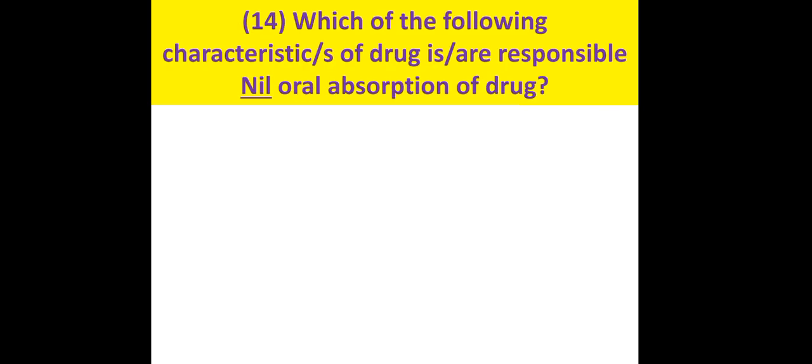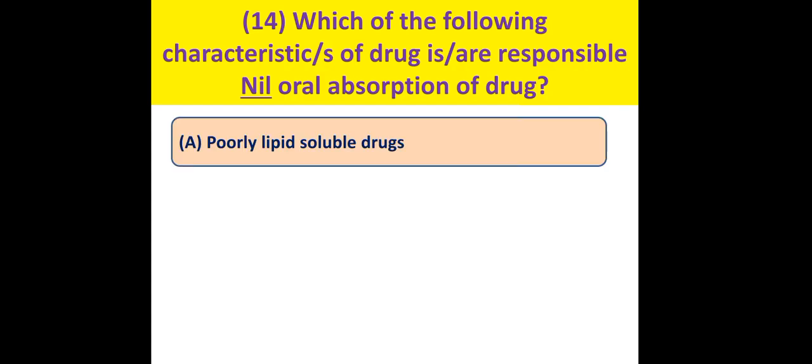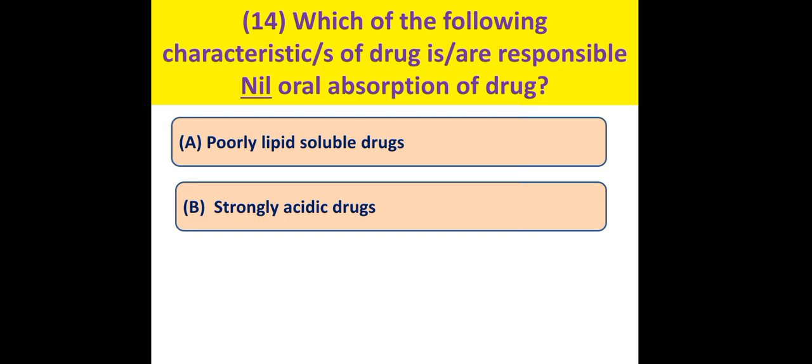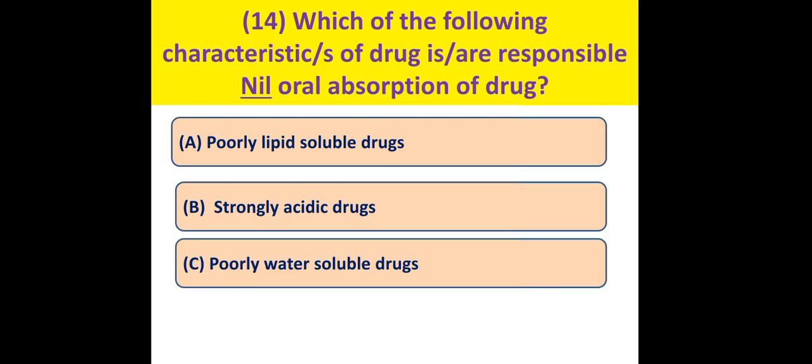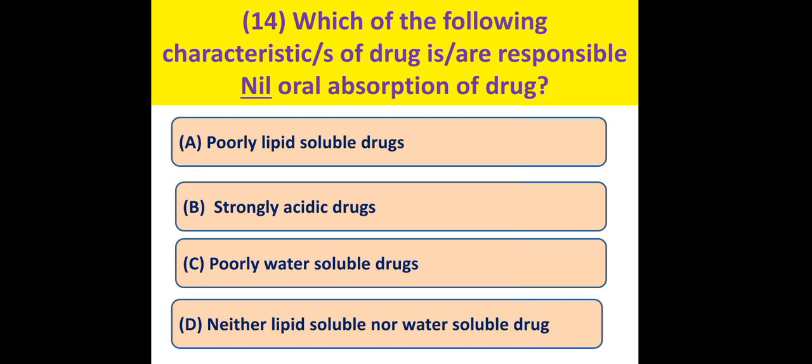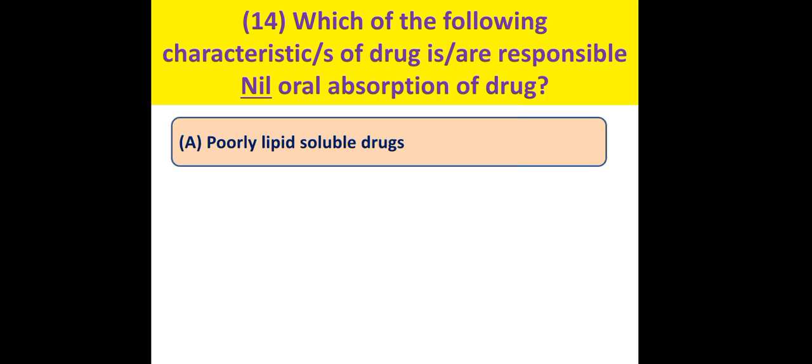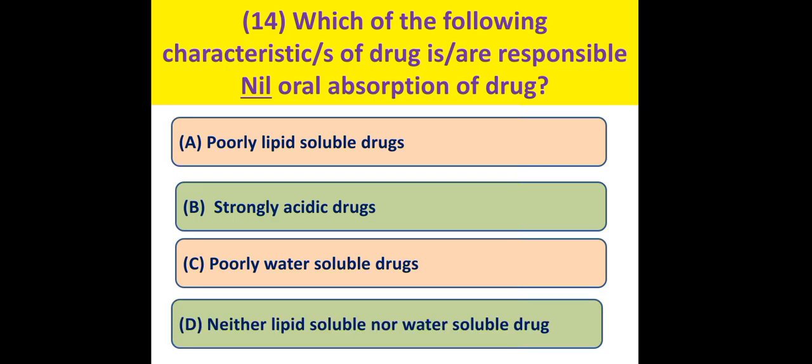Then question 14, which of the following characteristics is or are responsible for nil oral absorption of drug? Poorly lipid soluble drugs, obviously their absorption is less, but nil, it is not the correct answer. Strongly acidic drugs, yes, these are highly ionized drugs, not at all absorbed. The classical example is heparin. Poorly water soluble drugs, again the absorption is there but less. And the drugs that are neither lipid soluble nor water soluble, again that is responsible for nil oral absorption, and that's why the correct answer is strongly acidic drugs and drugs neither lipid soluble nor water soluble.